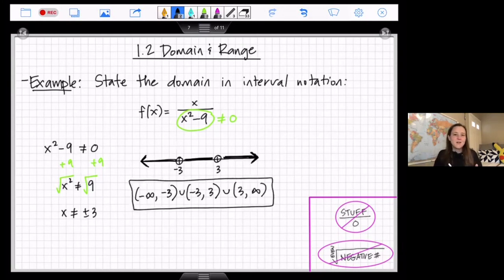All right, so here's how we're going to calculate domain by these rules in the pink box. In the next video, we're going to talk about calculating domain and range by looking at the graph.